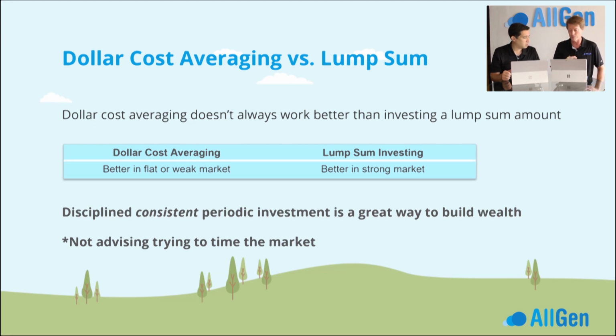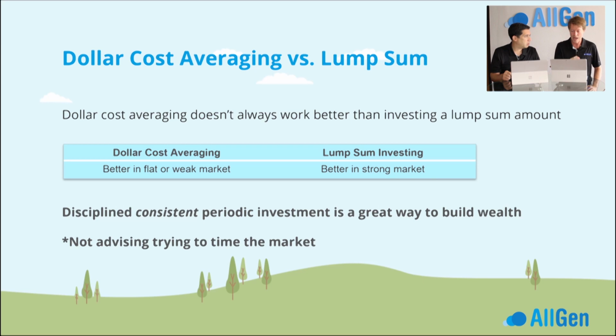So dollar cost averaging works well in a flat to weak market, it can help protect you. But I just want to be clear here, we're not advocating that if you have a sum of money that you want to invest, you may want to consider dollar cost averaging in the market. We're talking about the benefits of dollar cost averaging when you're saving your money every month. Right. Okay, you're doing your budget, you're saving your money every month, and you're consistently disciplined, putting money away every single month, whether that be your 401k or a Roth IRA. Right. And so that consistent periodic investment is a great way to build wealth.